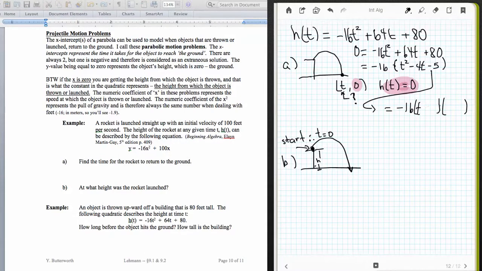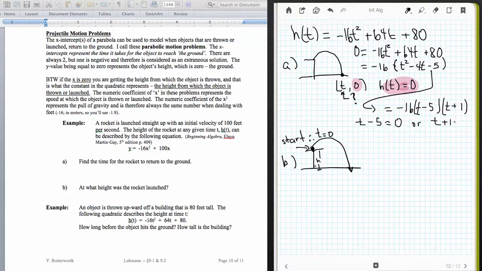The leading coefficient is 1, so I know that each of these is just going to be a t, and I want the factors of 5 that give me a difference of negative 4. So 5 and 1 give me that difference of 4, and I need a negative 5 and a positive 1. And so now I will set each of these factors that contain a t equal to 0. Remember, negative 16 does not contain a t, so I don't set it equal to 0. And so I have these two options.